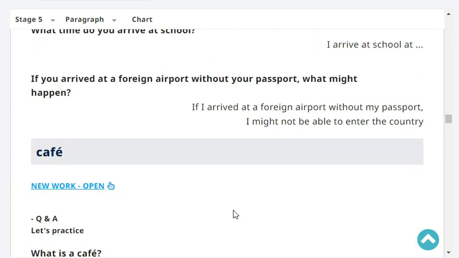If you arrive at a foreign airport without your passport, what might happen? If I arrived at a foreign airport without my passport, I might not be able to enter the country. Very good.